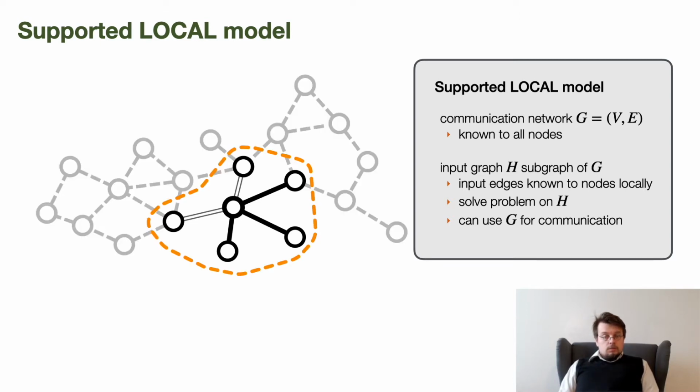Just to make this super clear, for example, here we can see what this highlighted node can see in the supported local model. It knows what all the edges of G are, but it only sees inputs in its local neighborhood.